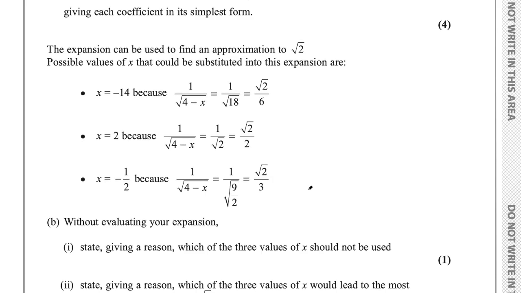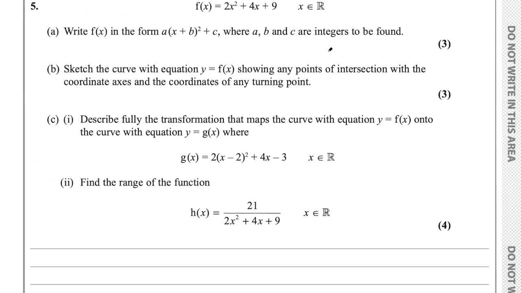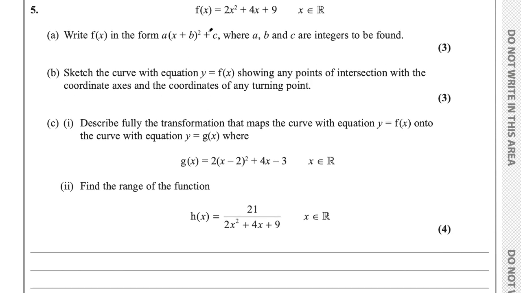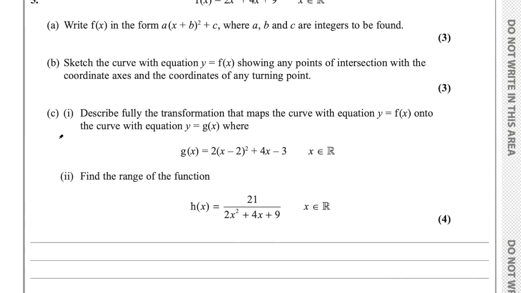Part 2. And that question 4 was 6 marks in total. Question 5, it says f of x equals 2x squared plus 4x plus 9. Part A says write f of x in the form a(x plus b) all squared plus c, where a, b, and c are integers. Okay, so we need to complete the square on this.